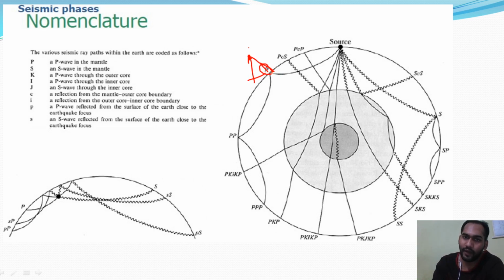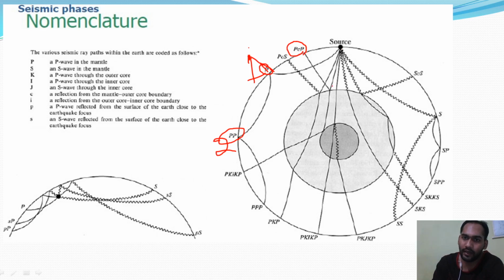If this will be reflected from the surface, and again let's say it is collected in the second station here, this wave travelled through mantle and then reflected from surface and again travelled through mantle. So the name is PP. You can see that is PP, right? That means P in mantle, then again P in mantle. It is not reflected from mantle outer core boundary. If it will be reflected from mantle outer core boundary, its name will be PCP.